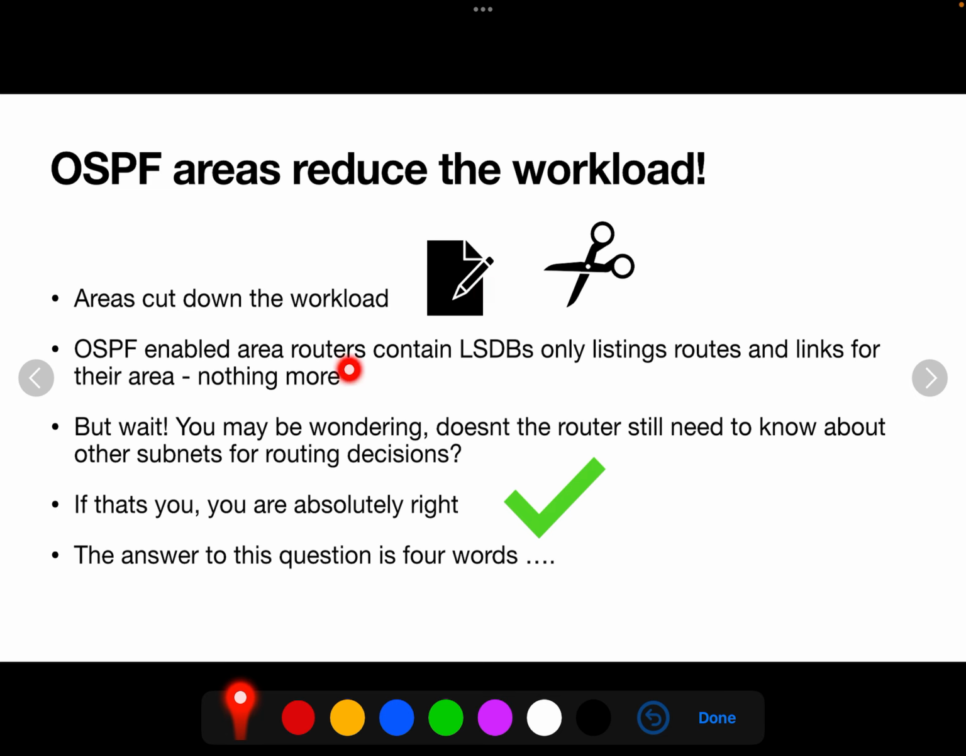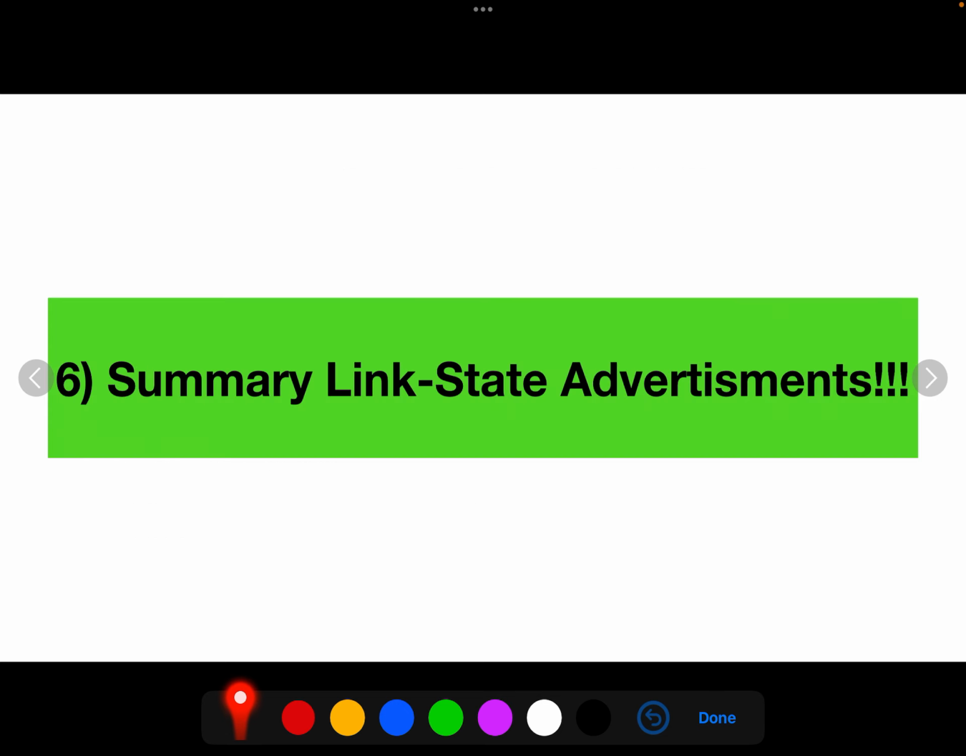OSPF enabled area routers contain LSDBs only listing routes and links for their area, nothing more. So it's simple there. But hang on a second. You might be wondering, doesn't the router still need to know about other subnets for routing decisions? If that's you thinking that, you're absolutely right. The answer to this question is four words: summary link state advertisements.